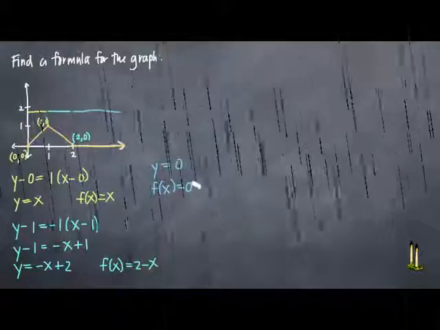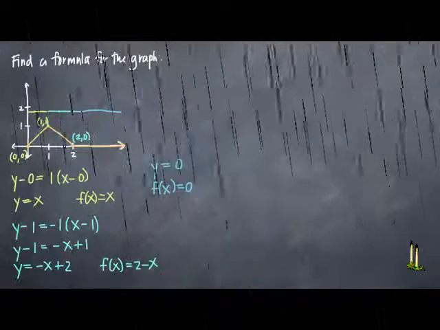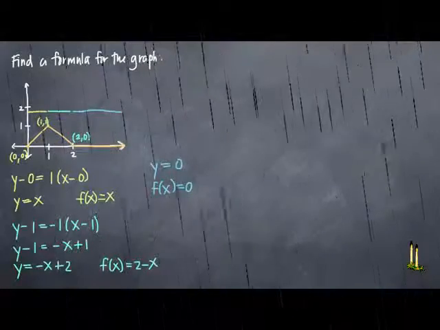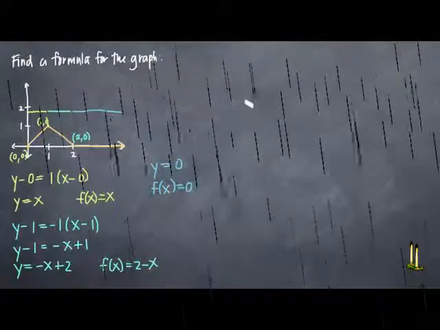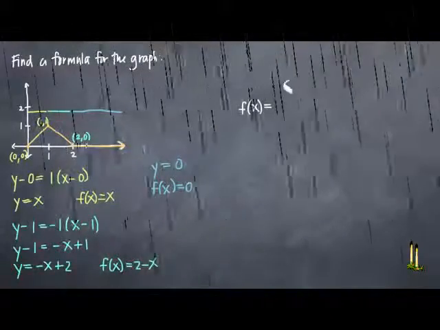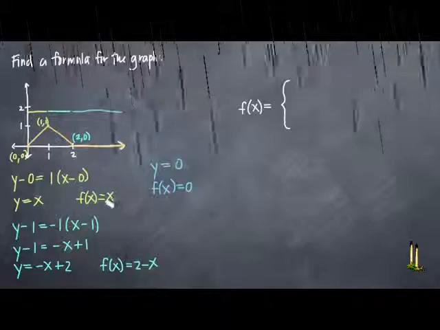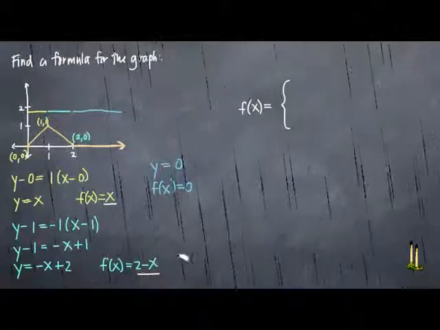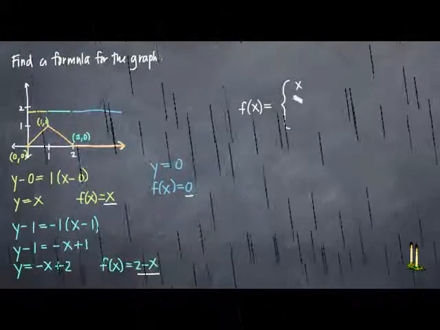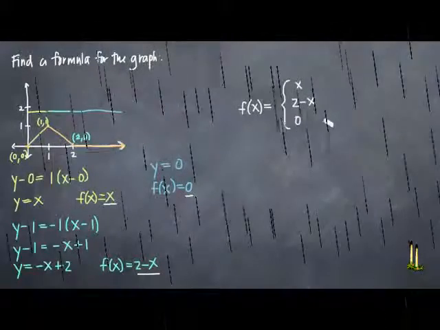Now that we have the function for each part of our graph, we need to put them together as part of one piecewise defined function and define the domain for each one. When we have different equations modeling different parts of our piecewise defined function, we put them together in one function like this. We say that f of x, which will be our piecewise defined function, is equal to, we draw a big open bracket like this, and then use the information that we got from each of our functions here: x, 2 minus x, and 0, and we write those out inside of our bracket. Now all we need to do is define the domain of each one of these.